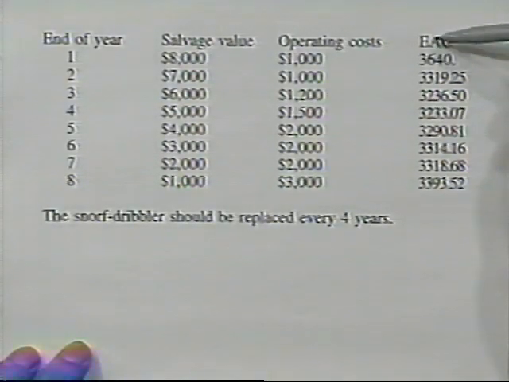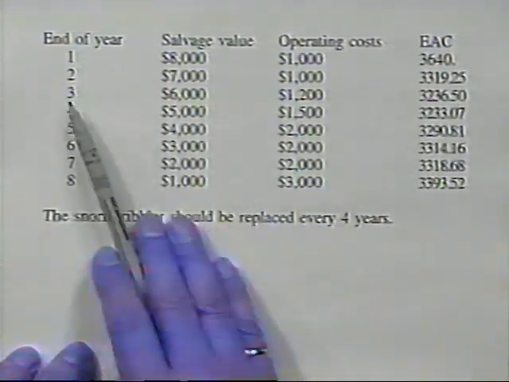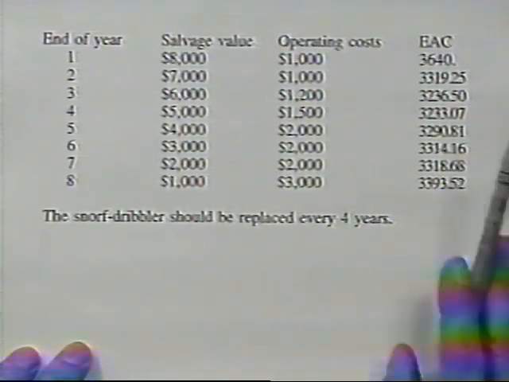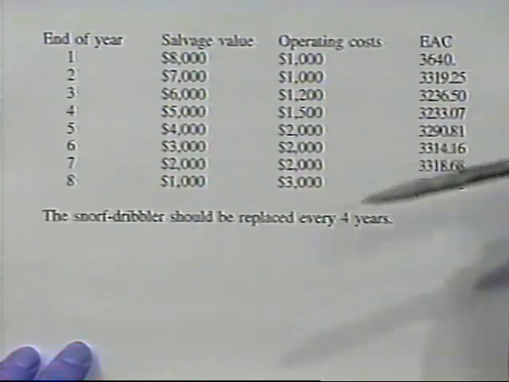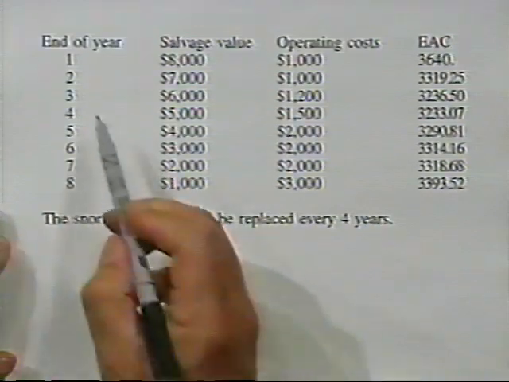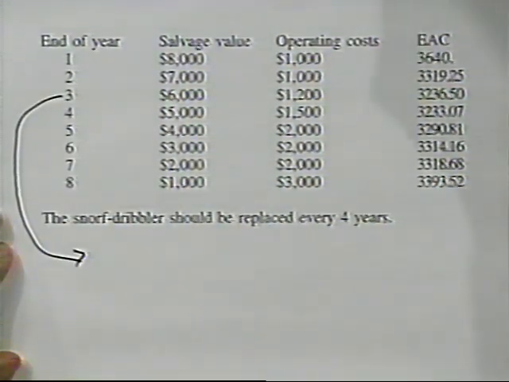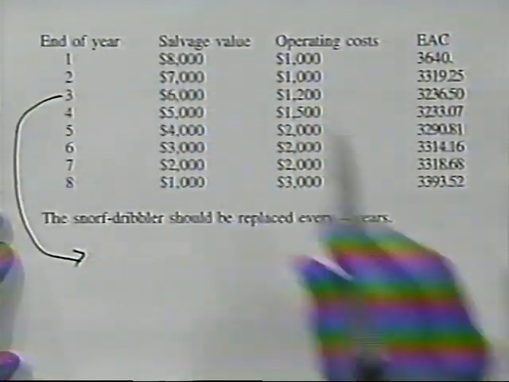So what we do to solve these problems is simply create a list of the equivalent annual cost, that's what this column is, associated with each possible period of time that the asset could be kept. So if we're keeping this for 1 year, the equivalent annual cost is $36.40. For 2 years, the equivalent annual cost is $33.19, and so forth. So let me do an example calculation to show where I got this. Let's look at the 3-year life.